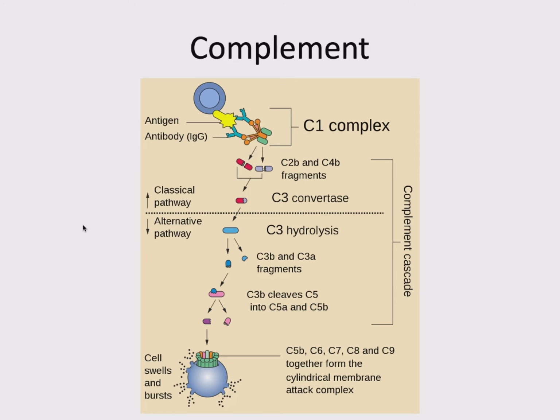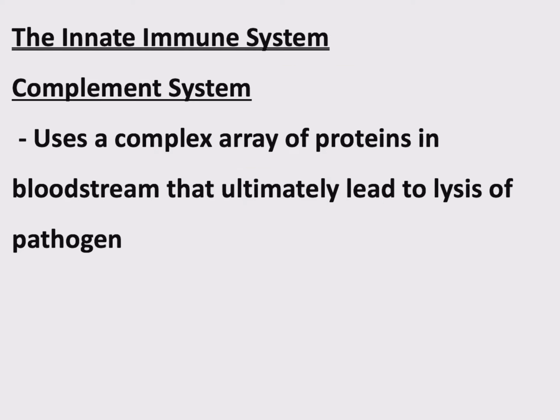The short version of complement is that this is a series of proteins, a system of proteins in the bloodstream that ultimately lead to lysis of a pathogen. They lead to the formation of an attack complex in the pore of the pathogen, and it starts leaking stuff in and out, and the pathogen dies because it has these pores formed in its surface. So this is all I want you to take away from complement. This system uses a complex array of proteins in the bloodstream that ultimately lead to lysis of the pathogen.